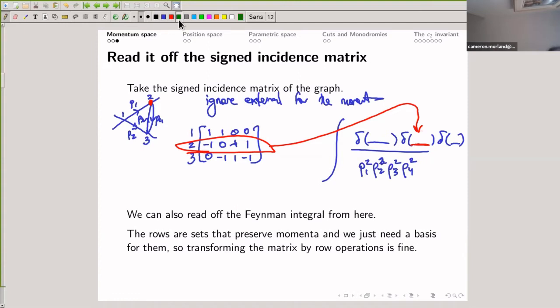And if you did want to put the external momenta back in, you can make the matrix a bit bigger and just put those extra columns in, but you do have to mark them as different because those aren't variables that we integrate over. So you do need to keep track of two different kinds of columns.